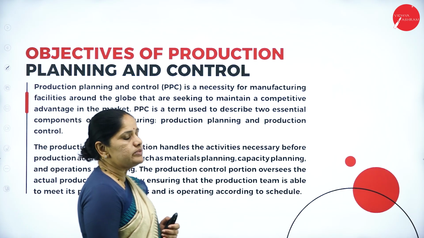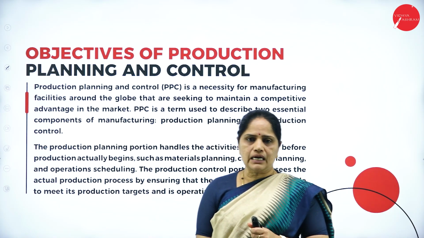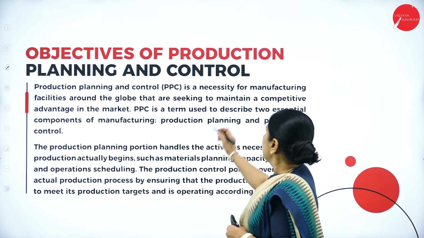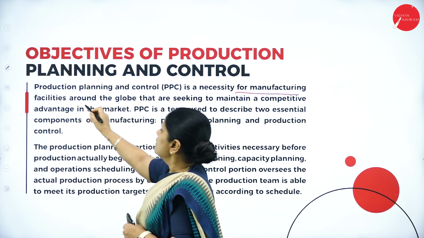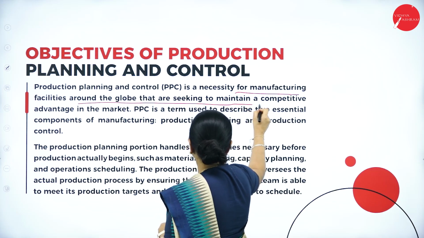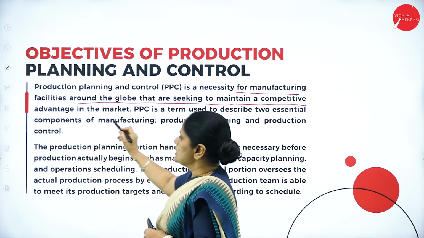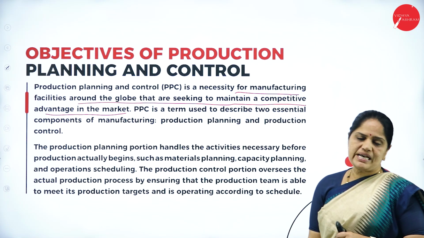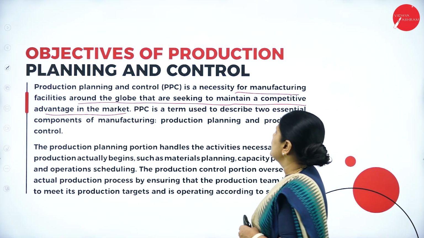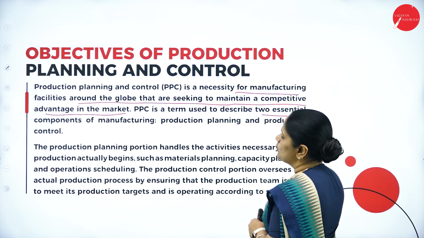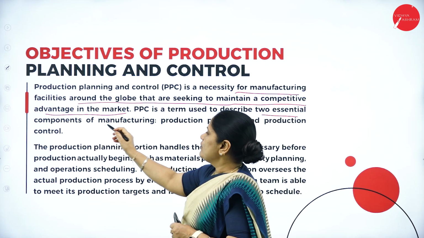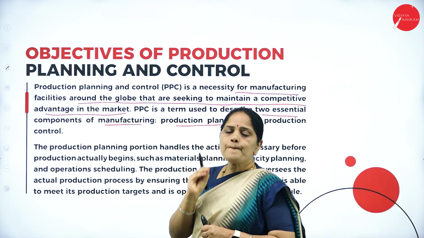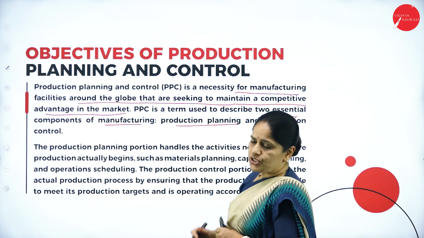Then, what are the objectives of production planning and control? Why is it essential to have production planning and control? It is a necessity for manufacturing facilities around the globe that are seeking to maintain a competitive advantage in the market. So if you need to have a competitive advantage, it is best to have production planning and control. It is used to describe two essential components of manufacturing, that is production planning and production control. So both are most essential for any manufacturing house.